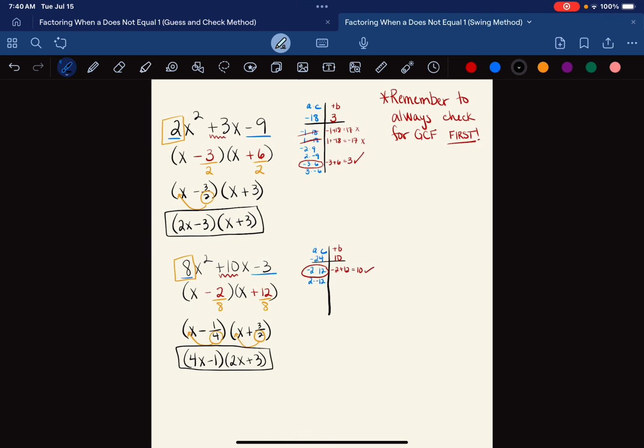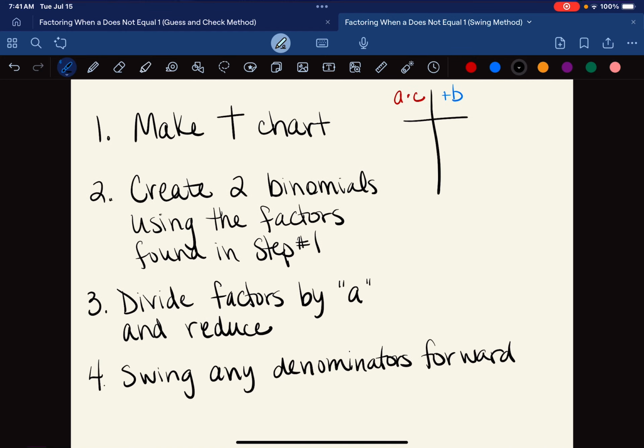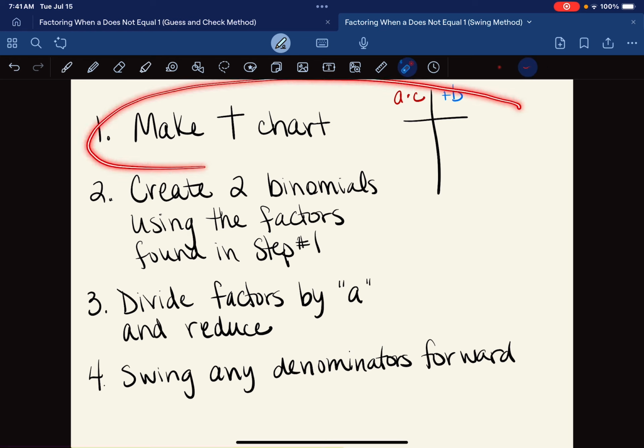Now, if you want, you can go ahead and look at these steps right here. I have them written out for you. Go ahead and pause the video if you would like to and write these down to help you. You are going to make your t-chart, your a times c plus b first. Step 2, create two binomials using the factors that we found in step 1. Step 3 is going to be to divide both of those factors by your a value and reduce them. And then, of course, step 4 is you're just going to swing any denominators forward.